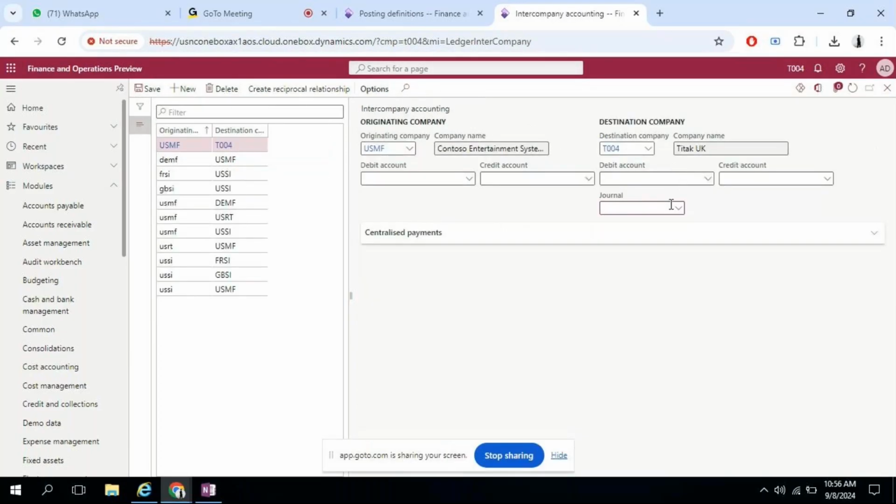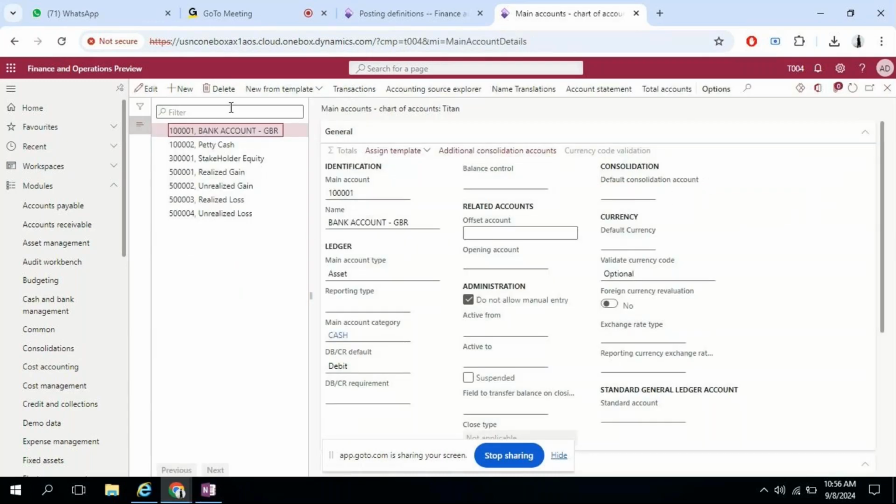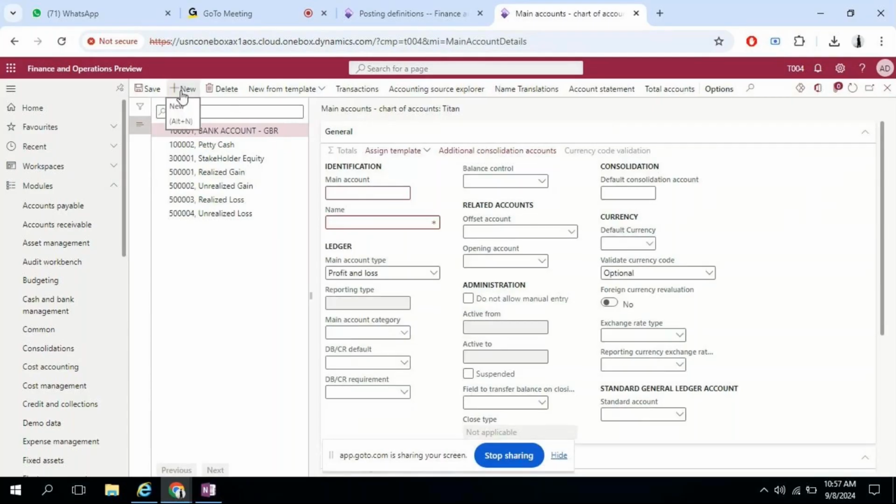I am going to utilize this journal. Now there is another concept, which is the debit account and credit account. So these four main accounts I need. Two main accounts I will create over here. Let me go to the view detail section, main accounts. You can also use the menu option.